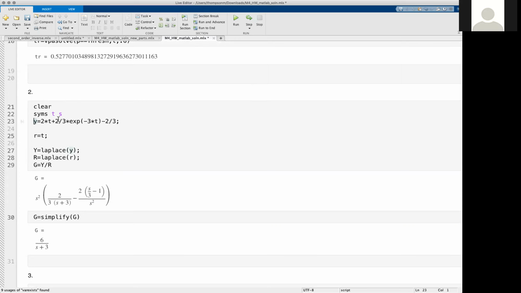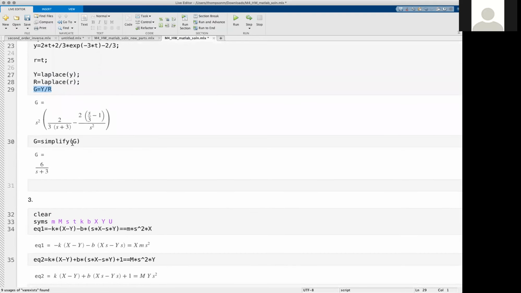In this problem, you were given a time domain output for a specific input. That lets us calculate the Laplace transform of y and the Laplace transform of the input, and the system identification part is to undo, based on the output and the input, what the transfer function was. We can do that algebraically with the Laplace transform. We just take y and divide by r, and in MATLAB you can simplify that.